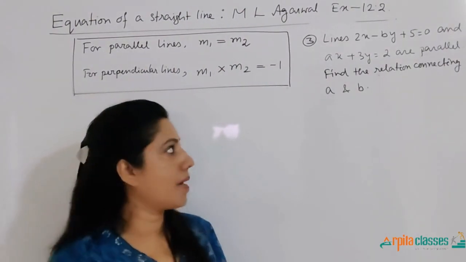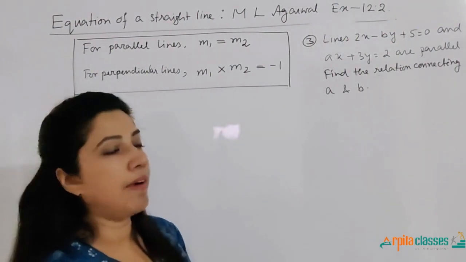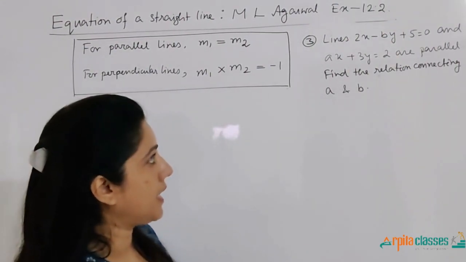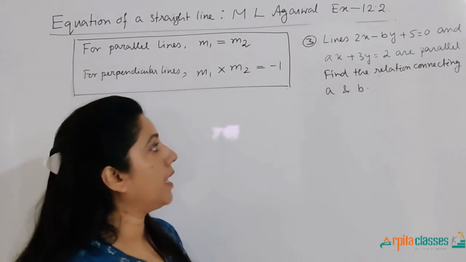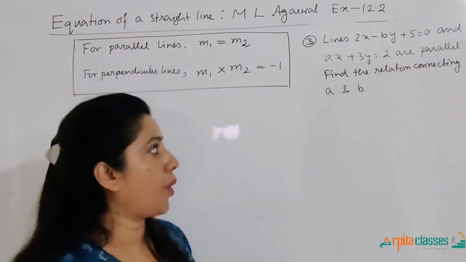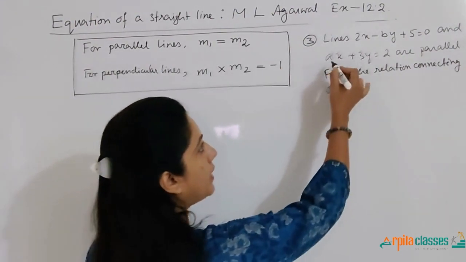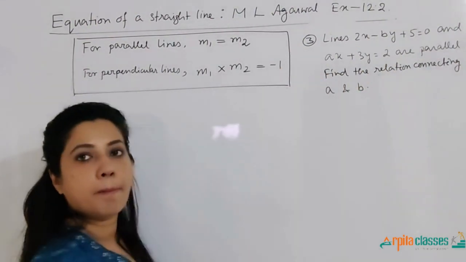Let's start with the third sum. Lines 2x minus by plus 5 equal to 0 and ax plus 3y is equal to 2 are parallel. Find the relation connecting a and b. This is a very, very important sum. Here we have to connect the relation between a and b.